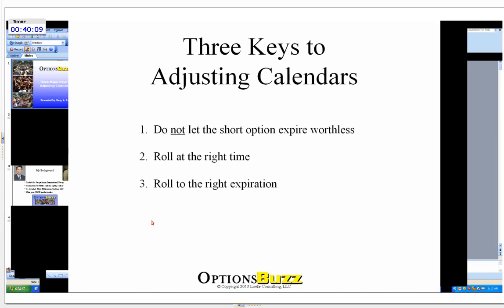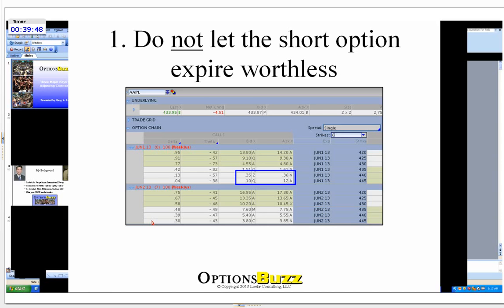Third thing, roll to the right expiration. Again, that sounds like it's pretty straightforward, but there is so much information that you can glean from the option chains if you know what you're looking for. I'm going on, what, 20 years now? 23 years? I don't know, I can't do my math anymore. Yeah, 23 years looking at option chains. There's a lot of stuff you can learn from the option chain if you just know where to look. So let's take the first one.